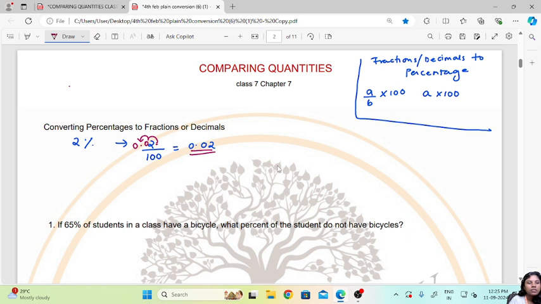Similarly, if we have 0.24, how can we do this? First we shift the decimal twice, so we can write 24 here. Since we moved the decimal twice, we put 100 here and multiply by 100. This 100 and this 100 cancel, so we get 24%. Understood? Like this, converting percentage to fractions or decimals can be done.